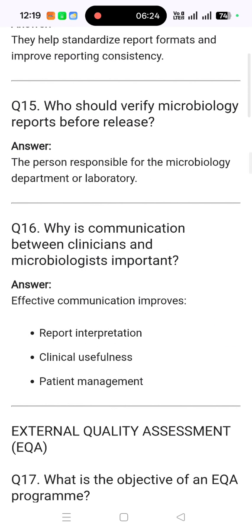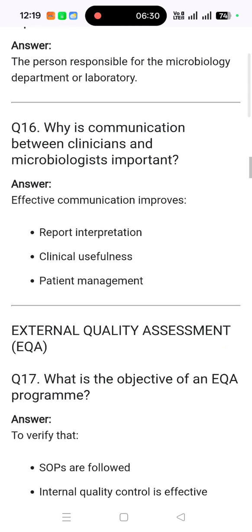Who should verify the microbiology report before release? The person responsible for the microbiology department or laboratory.